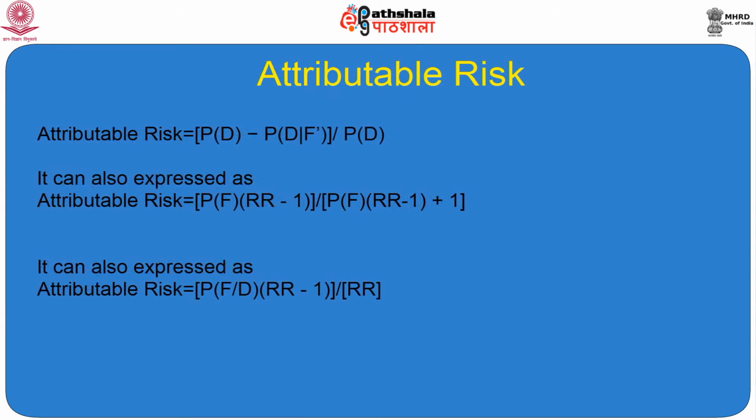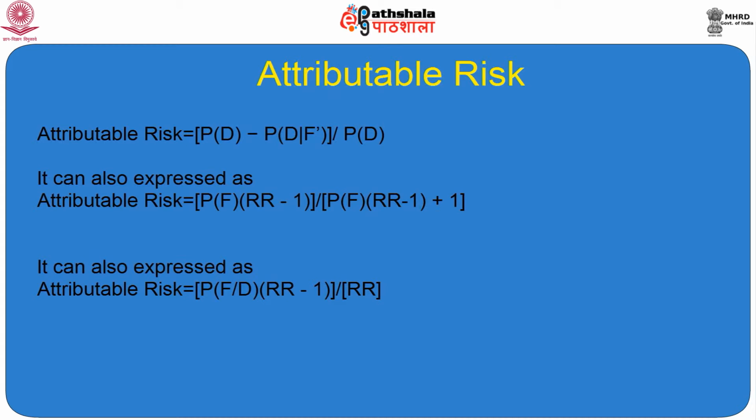Now attributable risk is defined as probability of D subtracted by probability of D given F complement, divided by probability of D. That is, probability of diseased people minus probability of disease given not exposed to the risk factor of the disease, divided by probability of disease.